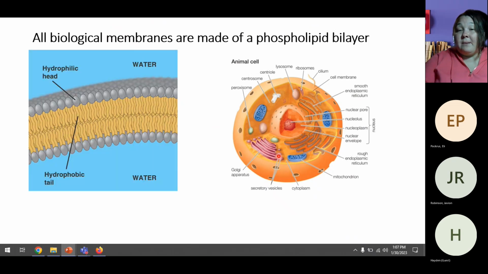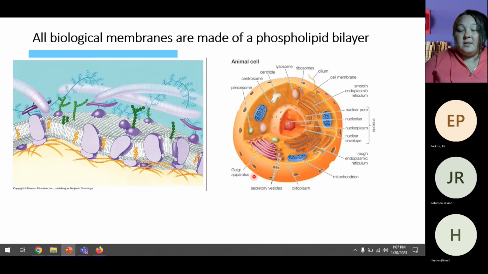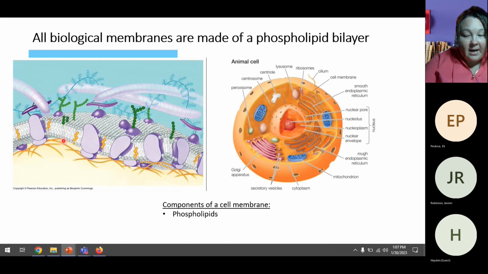Now, the cell membrane is different from the other membranes because it has things stuck in it. This is just an example, a picture of the cell membrane, the membrane that surrounds the cell. In here we have phospholipids. See our little phospholipids forming a bilayer. We have proteins, these big purple blobs are the proteins. We have carbohydrates, these green branches, those are carbohydrates. And we have cholesterol. Cholesterol is this yellow molecule that is stuck in between the phospholipids.